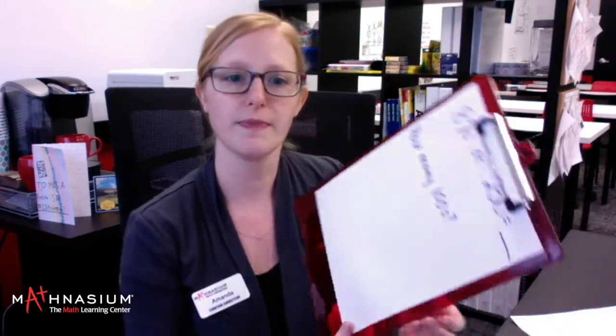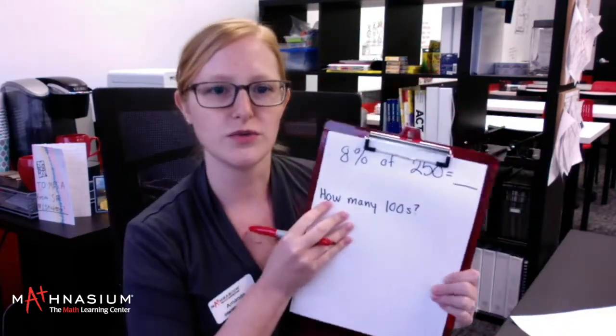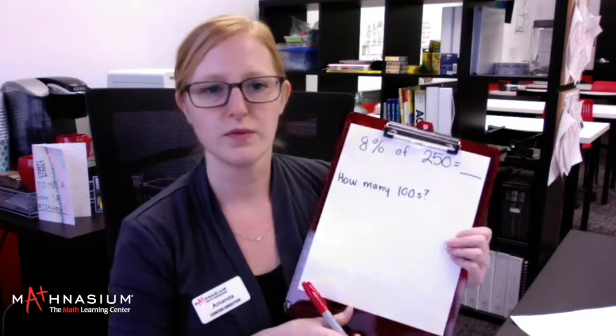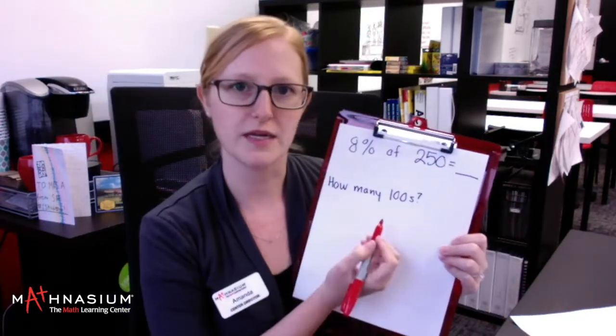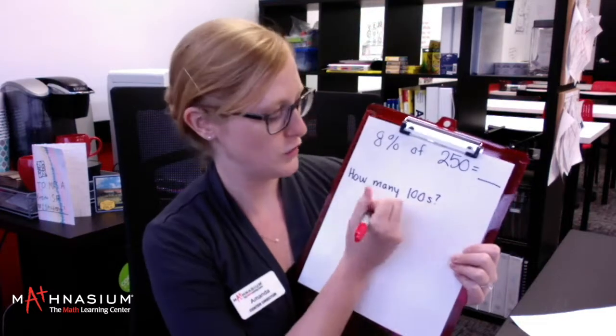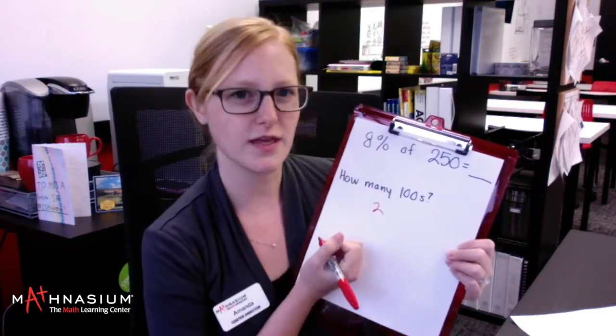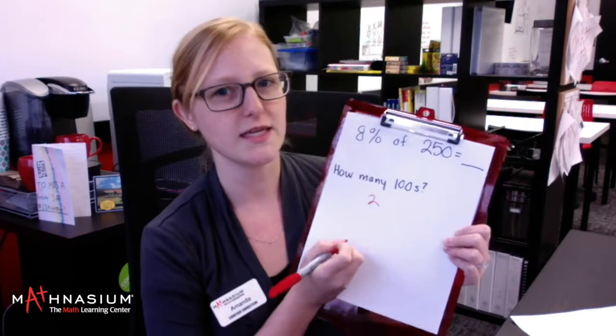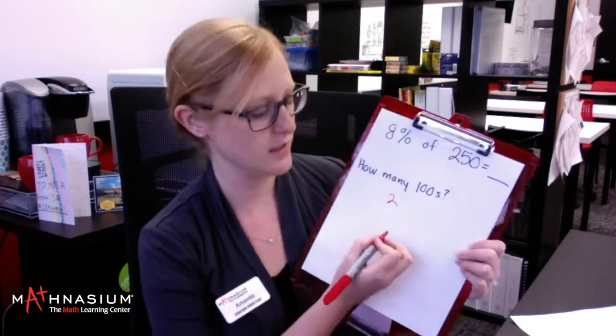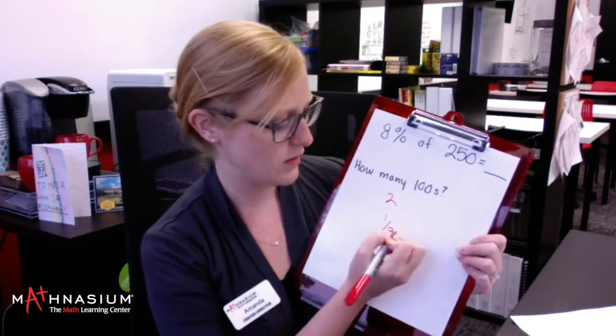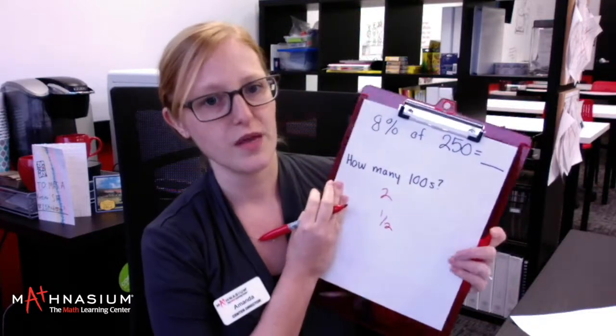Now that wasn't so bad, was it? Let's try one that's a little bit trickier, because we're not always going to have numbers that are perfect hundreds. Why don't we try 8% of 250? Now that one doesn't have a perfect hundred in it. I'll move this down. So we still ask that same first question, how many hundreds? So we have 2 whole hundreds, and it turns out we have 50, right? But 50 is the same as half of a 100, so we can say we also have half of a 100.